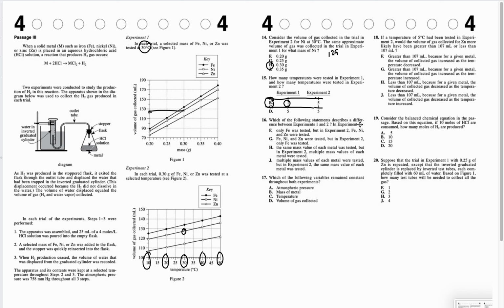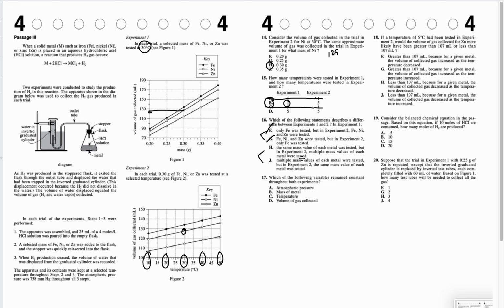Which of the following statements describes a difference between experiment 1 and experiment 2? In experiment 1, okay, so let's go through this. Only Fe was tested, or Fe, Ni, and Zn were tested. So these two go together. Same mass value or multiple mass values in experiment 1. So these two things go together. We can see that Fe, Ni, and Zn, all three, were tested in experiment 1. In experiment 2, all three of them were tested. So we know F and G are gone.